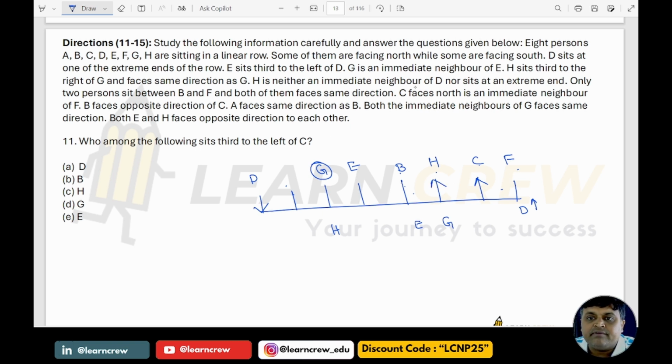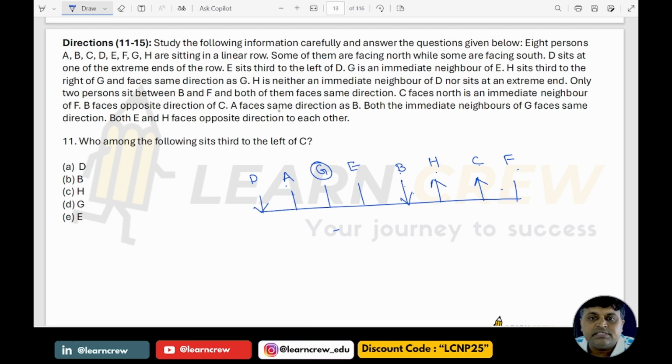Next, what we have, C faces north and is an immediate neighbor of F. B faces opposite direction of C. So now you can say this particular arrangement is correct. So it is not D. The above arrangement is correct. The only person who is left here is A.